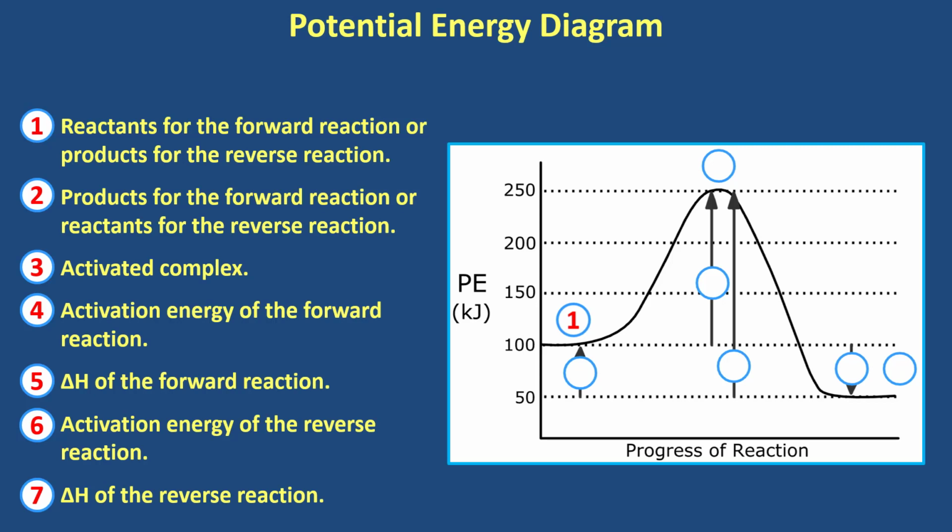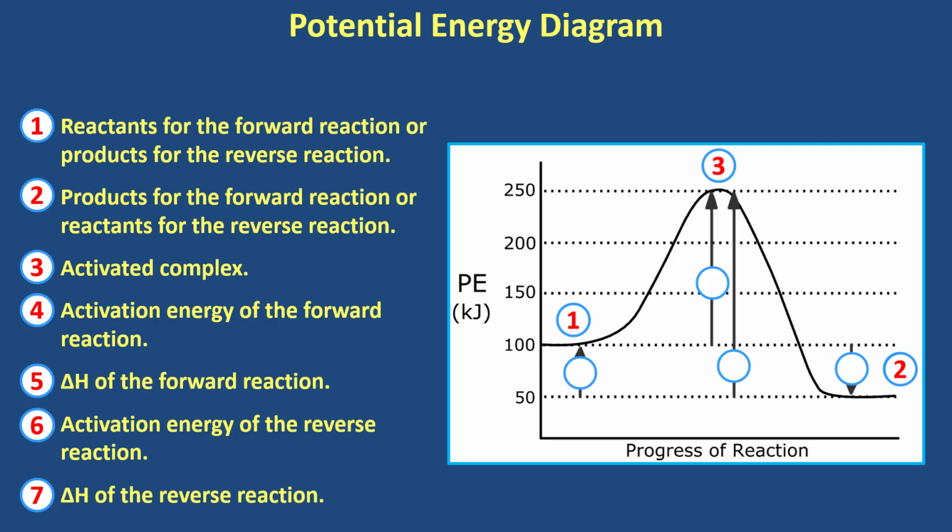Now, the products for the forward reaction are at the end, all the way at the end. That's if we make the product. And the activated complex, like I showed you before, is when those atoms or molecules have come together, and they could go either way. That's the activated complex at the top.